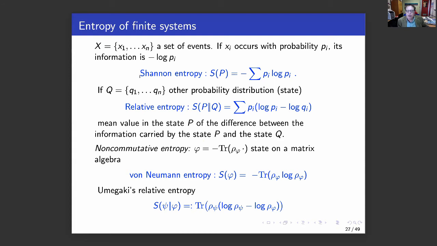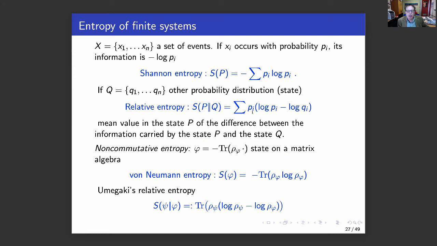So Shannon defined this entropy, which is the average information that one has, which is the sum of p_i log p_i. And then one can also define the relative entropy. So if you have two probability distributions on the same set, then you want to measure how much the two distributions differ, because when you make an experiment, of course, you are always a bit wrong.